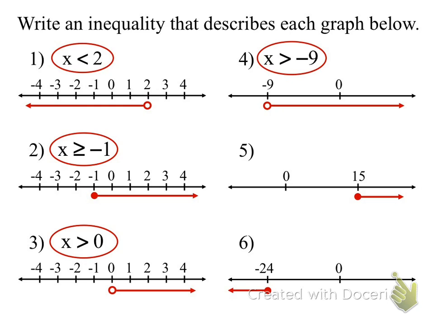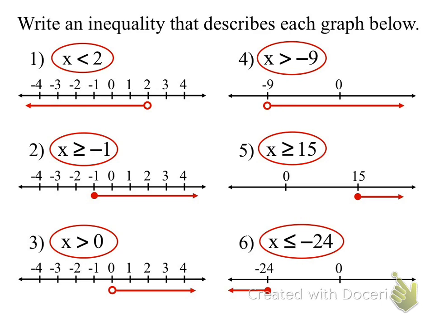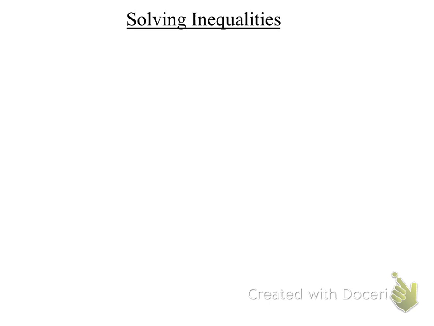Number 5. Alasia. X is greater than or equal to 15. Good. Sergio, number 6. X is greater than -24. Is it greater than or less than? X is less than or equal to, it's a solid dot. Or equal to, it includes 24. Okay? You got it. All right.